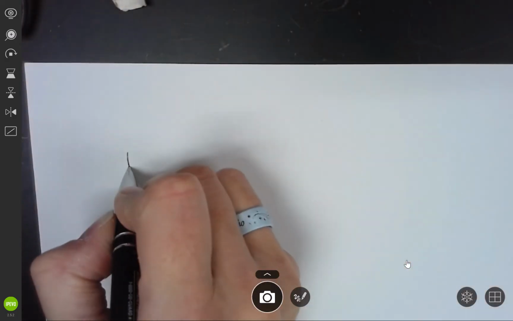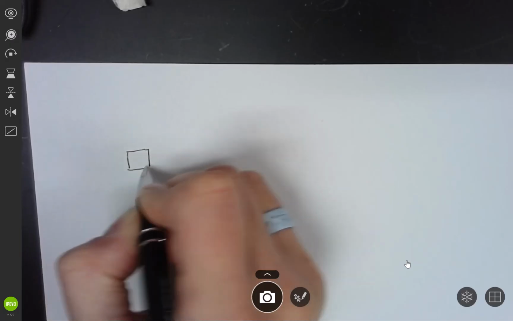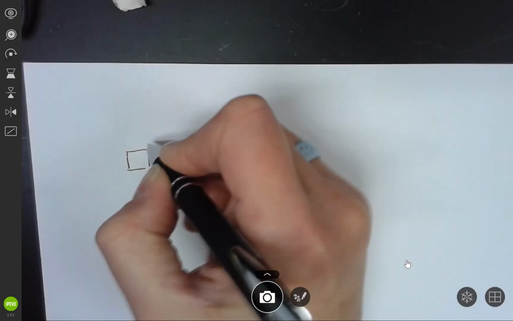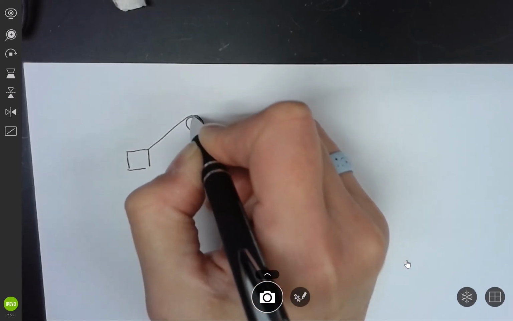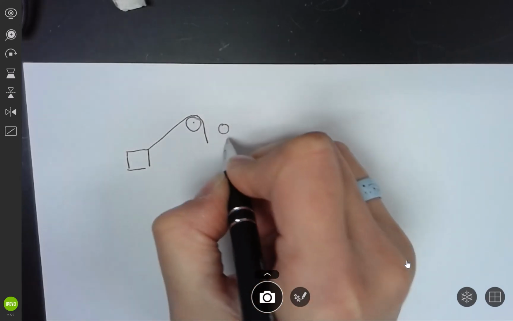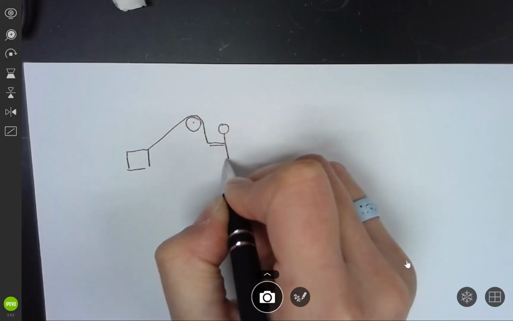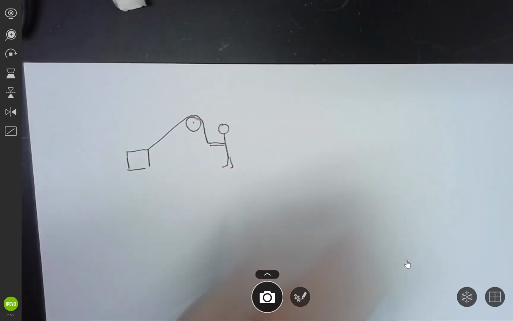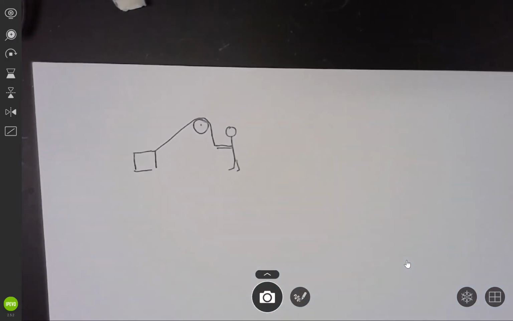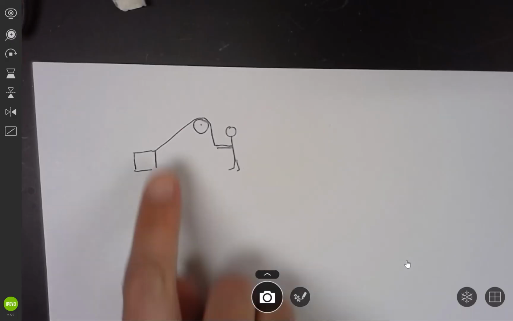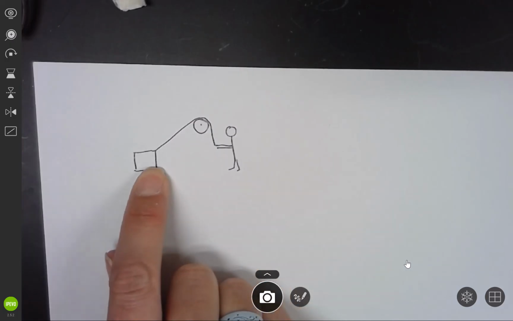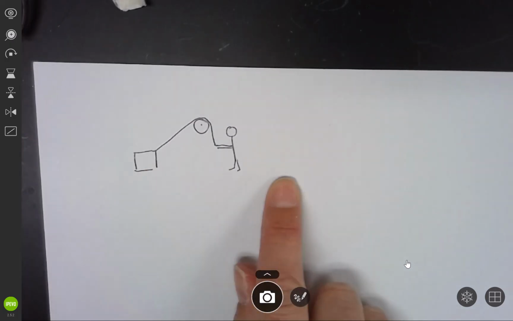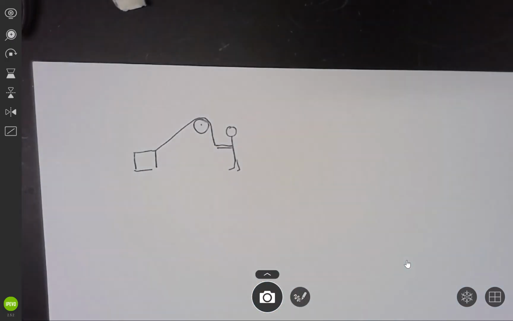So for example, let's say I have a box sitting on the ground here, and there is a pulley with a rope over it. So there's my pulley, there's the rope, and here's a guy standing there tugging on the pulley. If we were pulling directly up on this box, we know the box would lift. If we were pulling directly sideways, we know the box would slide, but we're actually pulling it at an angle.